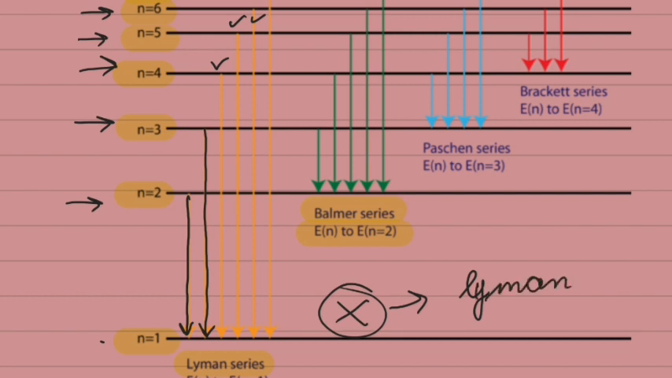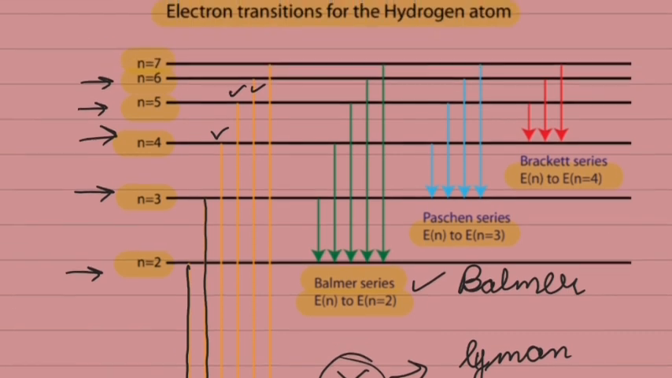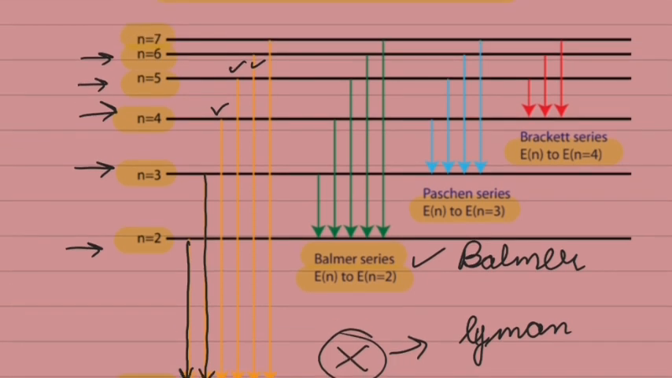So now if we have to jump it to the second orbit, now we are telling it as Balmer series. Similarly, when we see the third one, this is the Paschen series, which is n equals to 3, Brackett is n equal to 4, and when we talk about the Pfund, all of them will fall over here only.